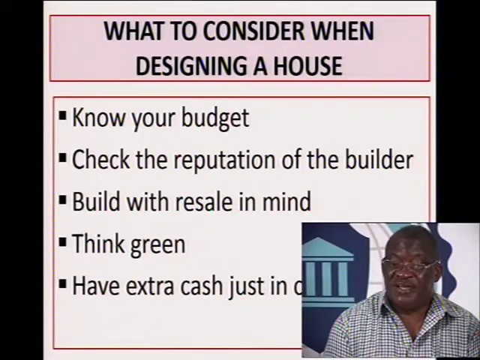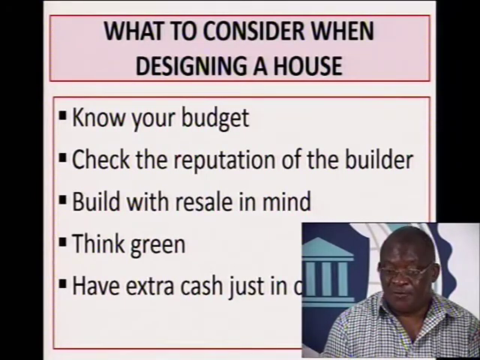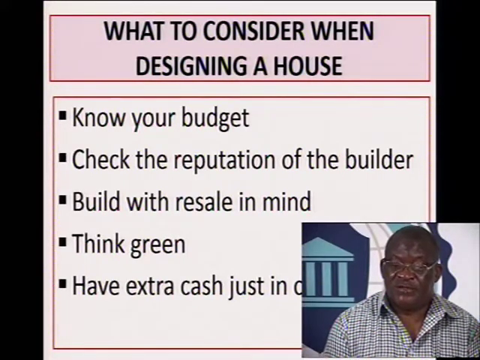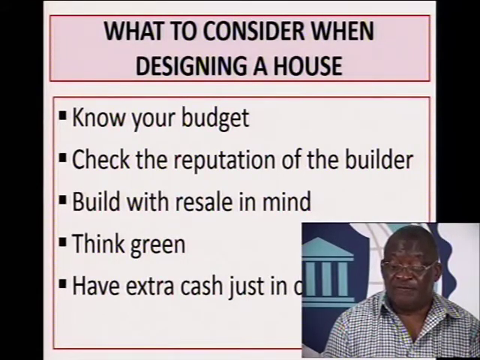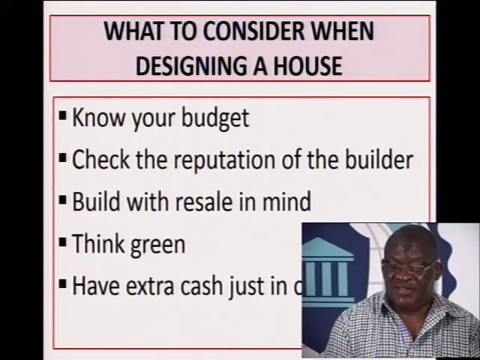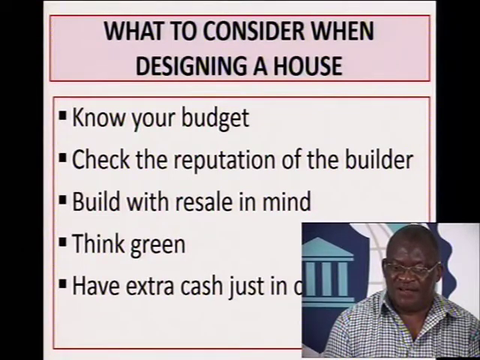We also need to build the house with a resale in mind. Sometimes after completing the house, you may decide to resell that house. Yes, we also need to think green. That is, we need to think of ways of protecting the environment. We also need to have extra cash just in case we may have shortages, or materials may rise in prices. So we need to have extra cash.